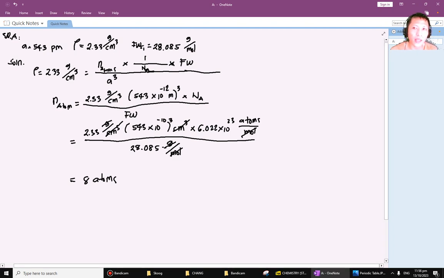Anyway, the answer is eight atoms. There are eight atoms, so it is not included in the SCC, which has only one, the BCC, which has two atoms per unit cell, and the FCC, which has four. So maybe this is not one of those because it has eight atoms.